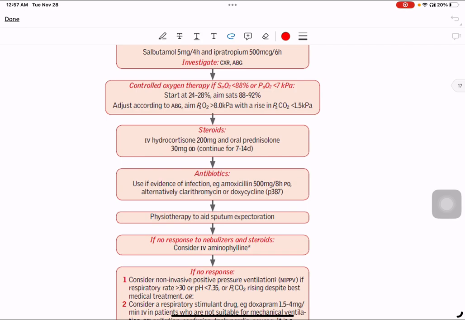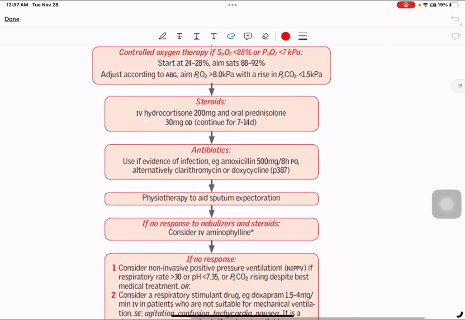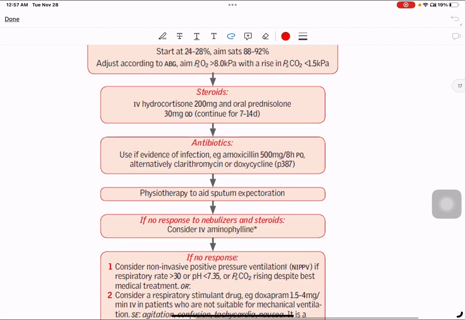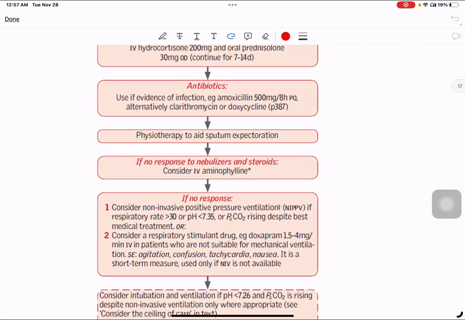Usually COPD patients have some sort of chronic infection in the lung, so amoxicillin or clarithromycin or doxycycline may be the antibiotic of choice. We have to give chest physiotherapy to remove the chest congestion. If there is no response to the nebulization or steroid, we may give IV aminophylline or oral aminophylline.